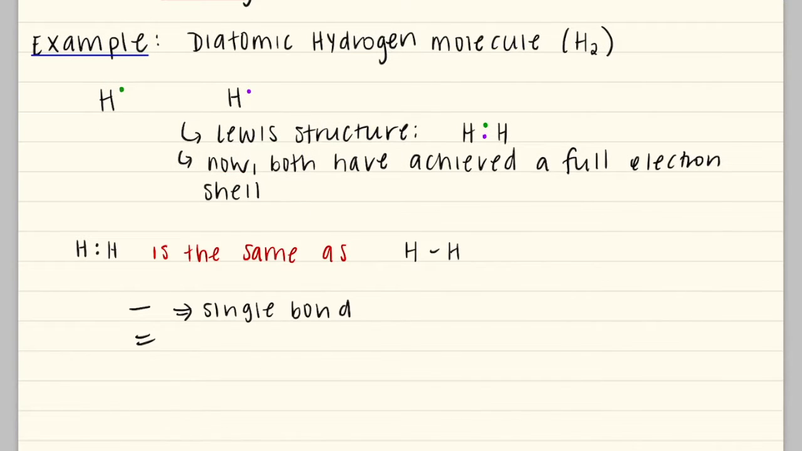One pair of electrons is also the same as a single bond. So a single bond would mean that there is 1 pair of electrons shared. Likewise, a double bond would mean 2 pairs of electrons are shared, and a triple bond would mean that 3 pairs of electrons are shared.